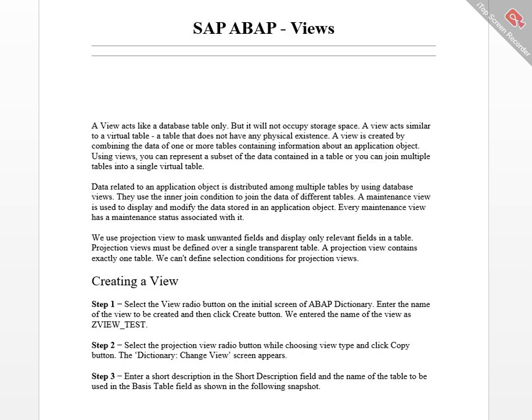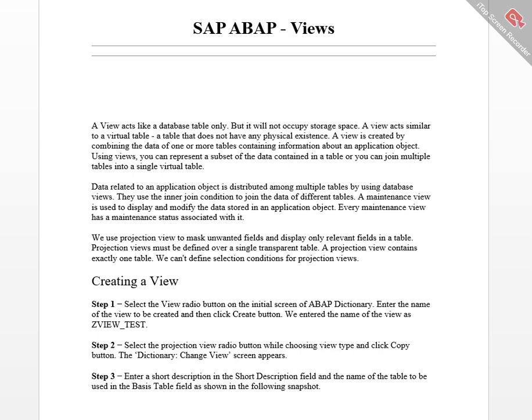A maintenance view is used to display and modify the data stored in an application object. Every maintenance view has a maintenance status associated with it. We use projection view to mask unwanted fields and display only relevant fields in a table. Projection views must be defined over a single transparent table. A projection view contains exactly one table. We can't define selection conditions for projection views.